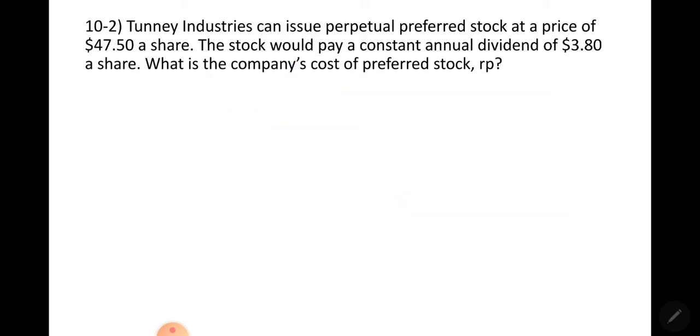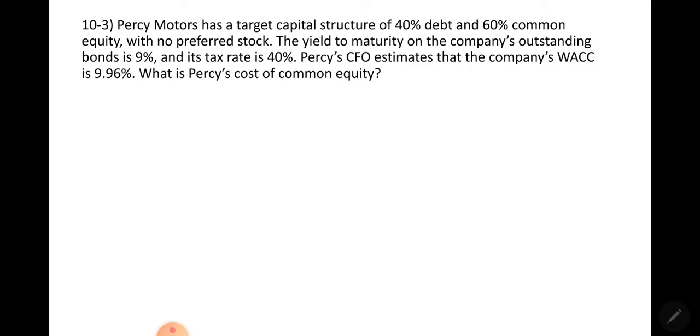This was question number 1, and I'm skipping question number 2 and going on to question number 3. Percy Motors has a target capital structure of 40% debt and 60% common equity with no preferred stock. The YTM on the company's outstanding bond is 9% and the tax rate is 40%. Percy's CFO estimates that the company's WACC is 9.96%. What is Percy's cost of common equity?